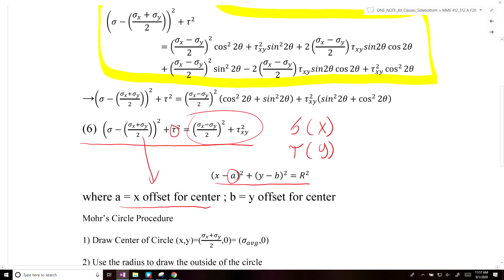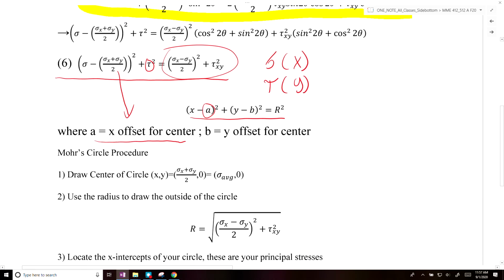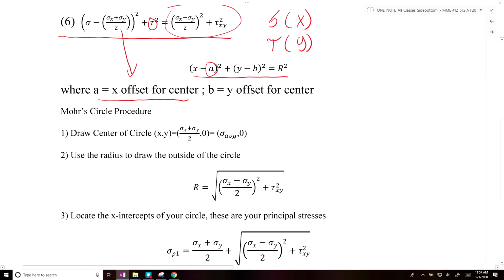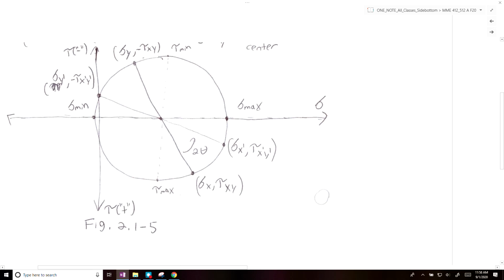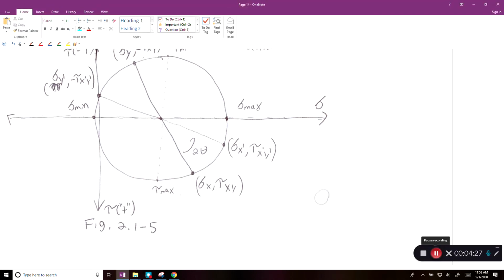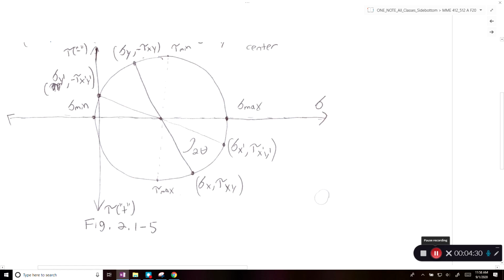So we can follow this procedure to draw our Mohr's circle. The first step is to draw the center of the circle. The center of the circle is going to be at the average of our normal stress, which is sigma x plus sigma y divided by 2, and the y coordinate will always be 0.